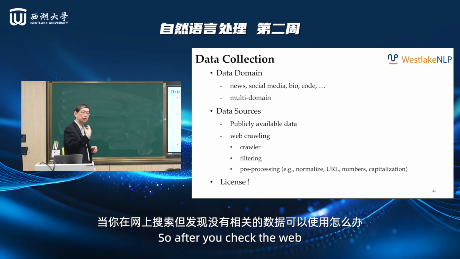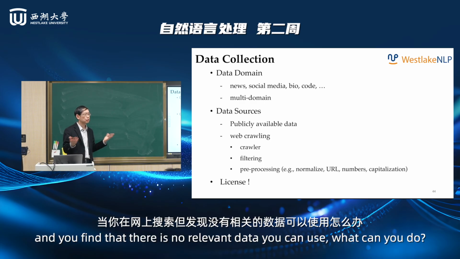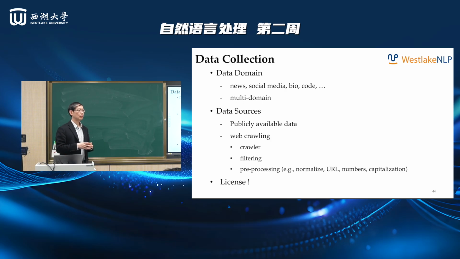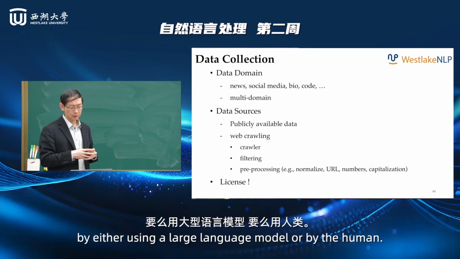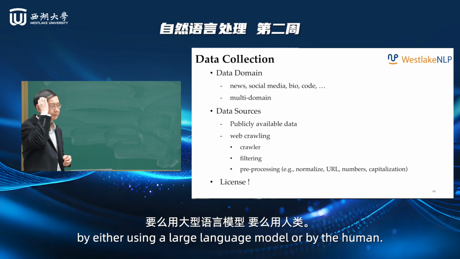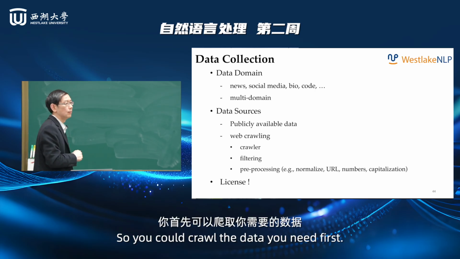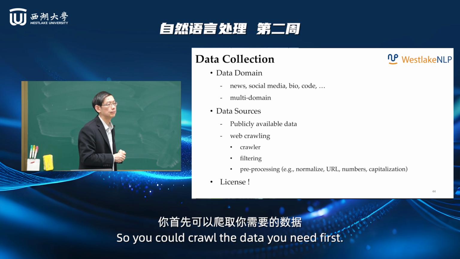So, after you check the web and you find that there's no relevant data you can use, what can you do? You must label it yourself, by either using a large language model or by a human. So you could crawl the data you need first.